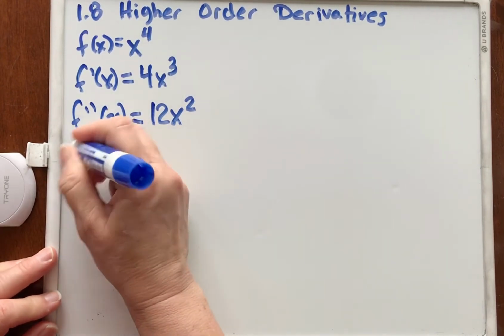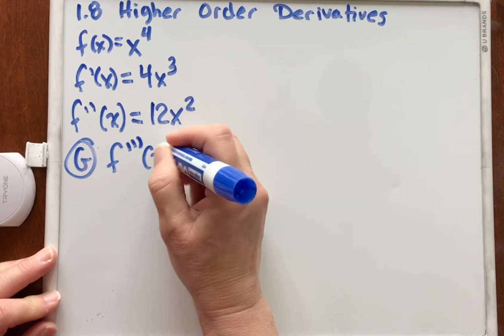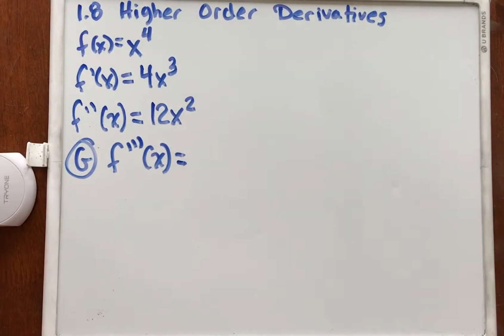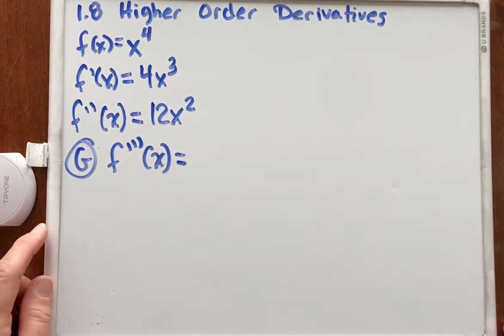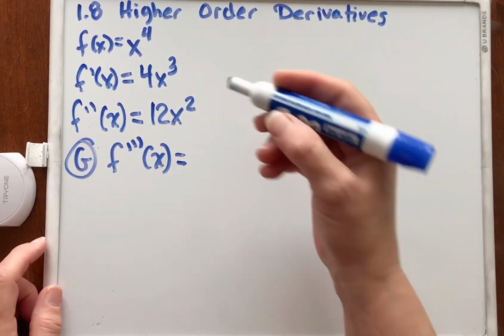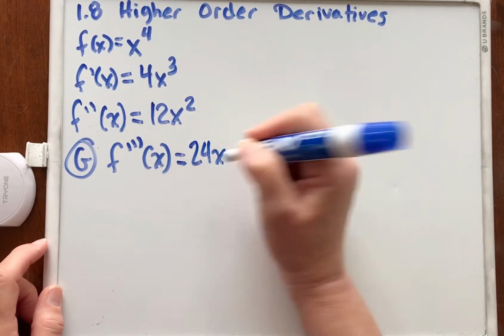Okay, in your groups, can you do this problem? Triple prime. Okay, very good. So 2 times 12 is 24, 24x.